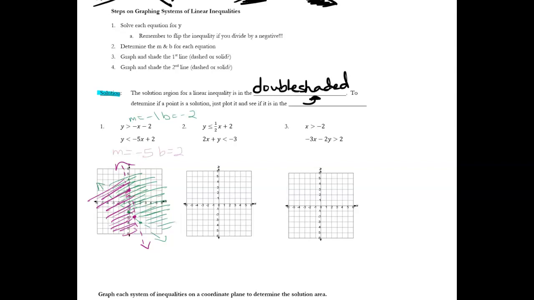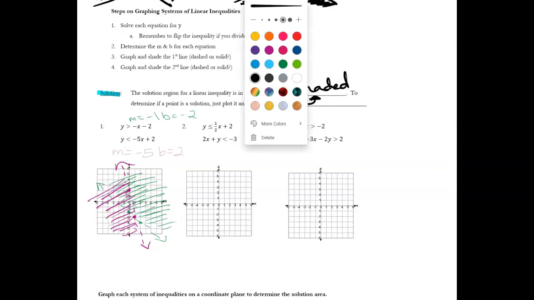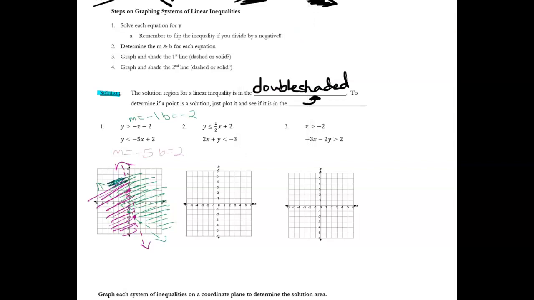Now what you should see is that I have 2 regions shaded at the same place. Ooh, look at that. I'm going to do the rainbow one where they intersect. See that? That's the double shaded region. That's where they both intersect. And so anything in that darker area is the answer.